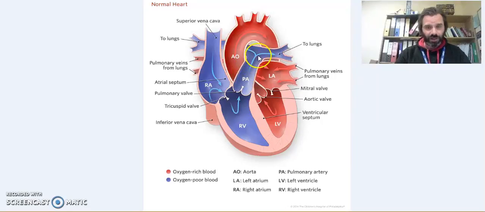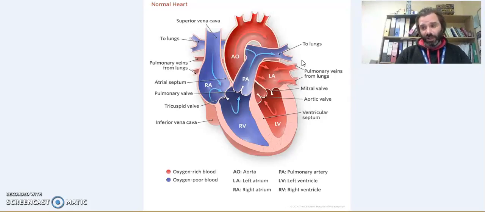This is the pulmonary artery, and as you can see on the diagram, it takes the deoxygenated blood to the lungs. Here is the pulmonary valve, and this opens and closes to allow the blood to go through and then into the lungs. At the lungs, gaseous exchange occurs and oxygen is taken up by the blood. So oxygen is transferred from the lungs into the blood, and the blood then becomes oxygenated.